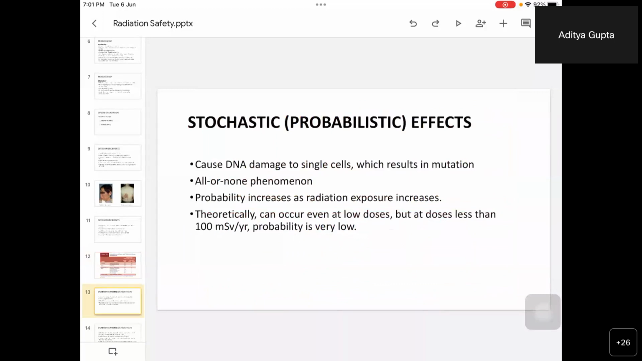Now the other thing is stochastic or probabilistic effects. They cause DNA damage to a single cell, which results in mutation. So this is an all or none phenomenon: either the cell will get damaged or it will not be damaged. As the radiation exposure increases, the probability of this damage increases. Theoretically, it can occur even at low doses, but at doses less than 100 millisievert per year, the probability of these effects is very low.